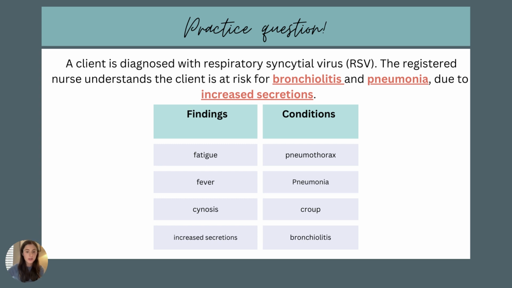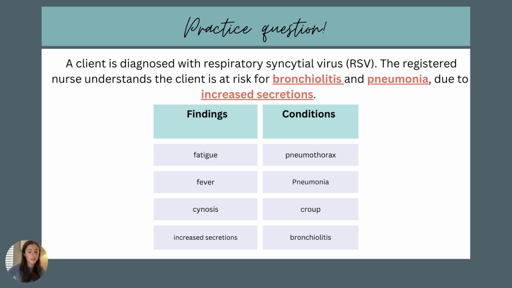Now let's review some of our options. Now, fatigue is an early stage symptom and can be managed with at-home rest. While fatigue may impact the child's ability to clear secretions, the secretions are the main risk here, making it less correct. Now, fever is a finding we would already expect to see in this client due to infection. And cyanosis indicates worsening oxygenation perfusion and thus requires immediate medical attention. Croup and pneumothorax are typically not complications we see in RSV.